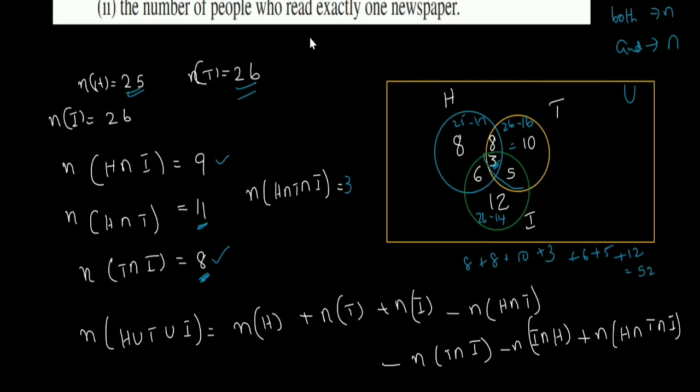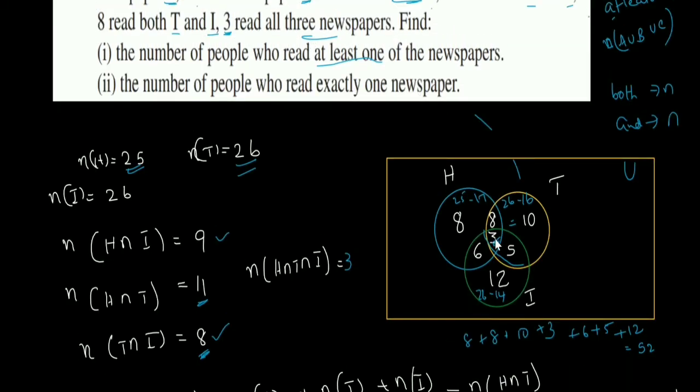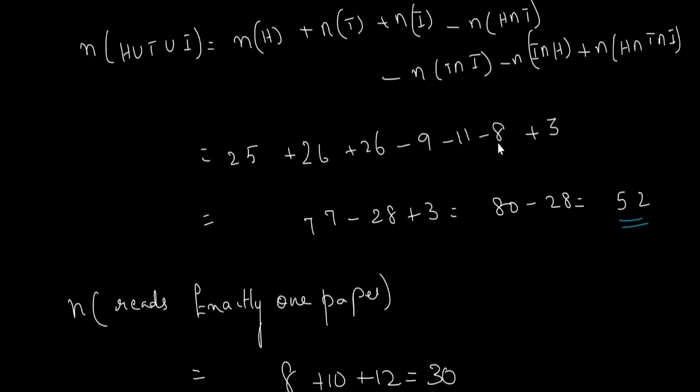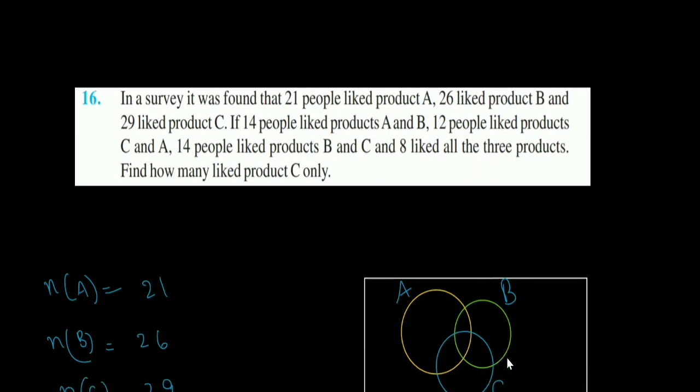Number of people who read exactly one newspaper. They're not reading any other paper. They're reading only one newspaper. So exactly one newspaper means you have to add this 8. This is the exactly one. They're not reading any other paper. Only one newspaper means add this 8, add this 10 and this 12. So 8 plus 10, 18 plus 12, 30. You draw the Venn diagram. It's very easy to find this. So just draw, and exactly one means only add these three places, 8 plus 10 plus 12, that is equal to 30. Next is question number 16.